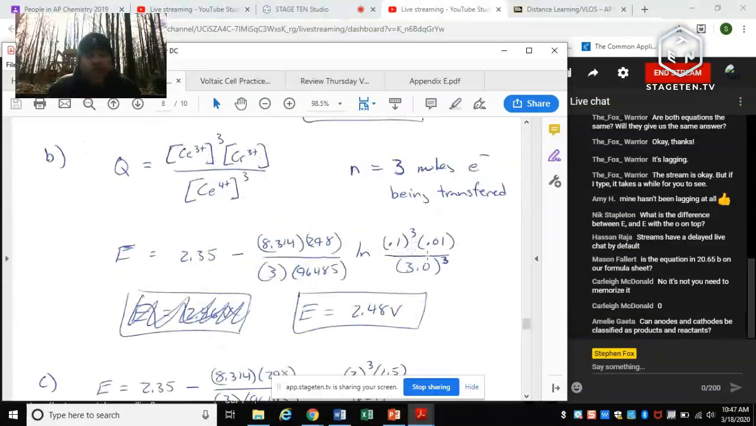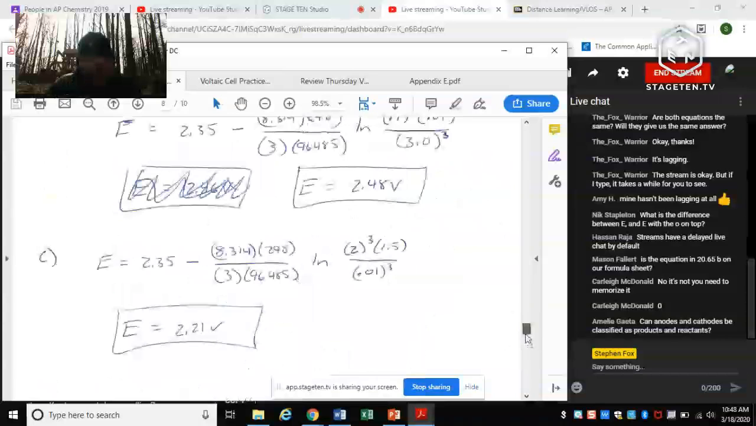And if we just figured out that Q was going to be less than 1, then we know that the new potential is going to be greater than the standard cell potential. And that's what it ended up, okay? But if we don't have to plug in and actually calculate, we can just say Q's less than 1, so the new potential is going to be greater than the standard, okay?